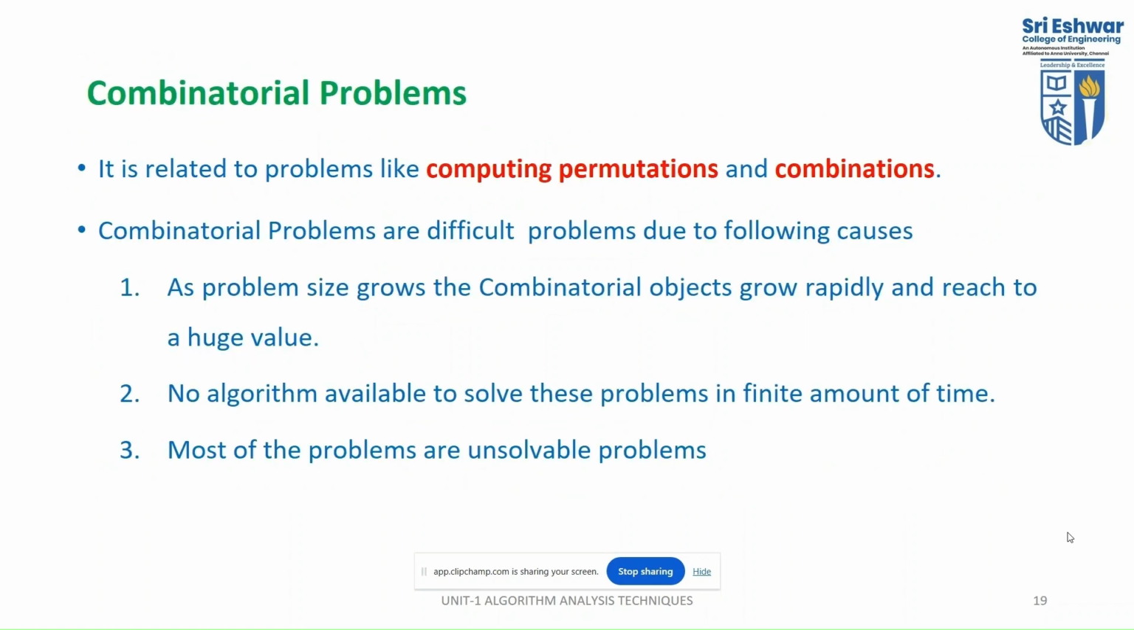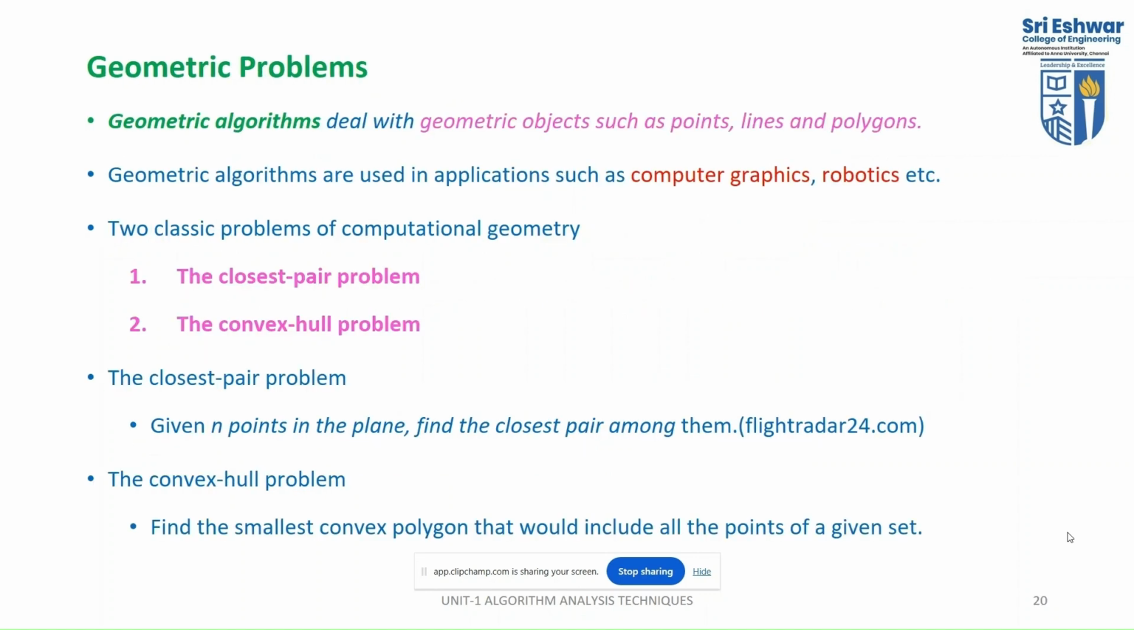Then combinatorial problems. Combinatorial problems are related to problems like permutations and combinations. Combinatorial problems are very difficult problems to solve because we have three reasons for this difficulty. First one is that as the problem size grows, the combinatorial objects also grow rapidly and reach a huge value. Second reason is that no algorithm is available to solve these problems in a finite amount of time. And third reason is most of the problems of combinatorial related objects are unsolvable problems.